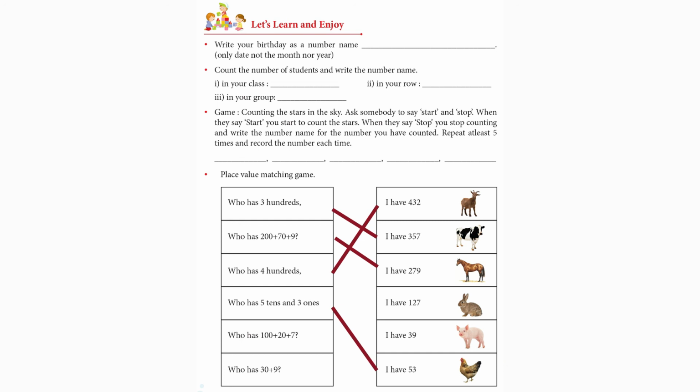Now the next one. Who has 100 plus 20 plus 7? It is the hare here. It says, I have 127. So that is the answer. The last one. Who has 30 plus 9? Can you tell me who has 39? The pig. Very good. So you can match it to 39.